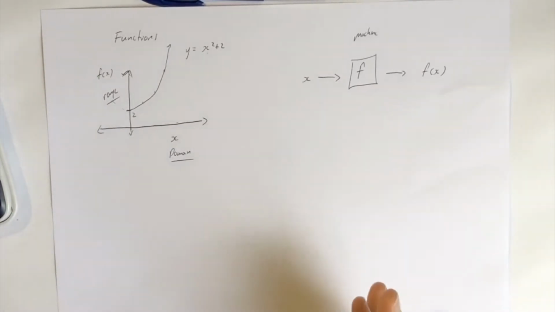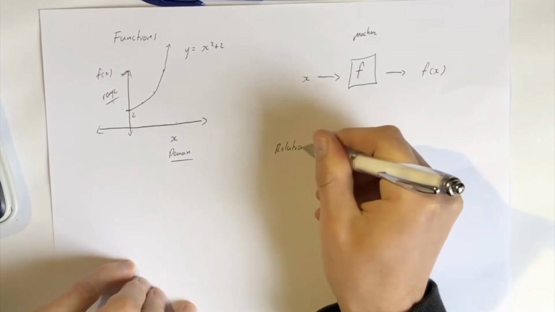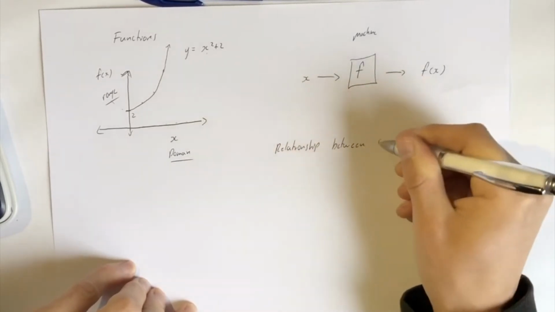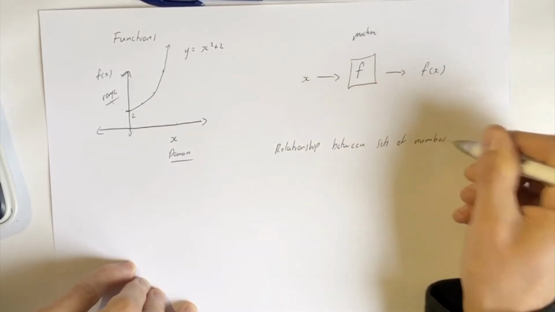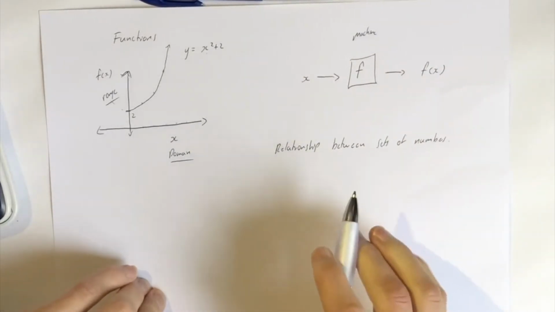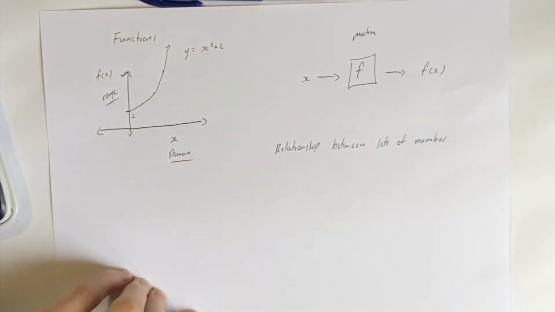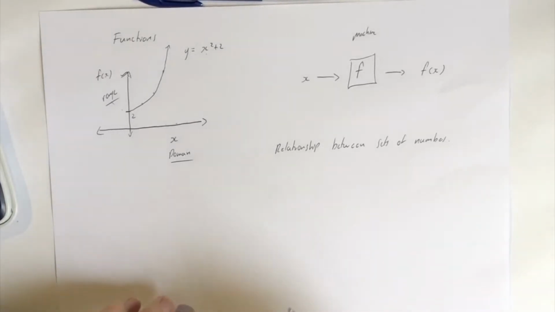So that's kind of the gist of a function. It's a relationship between sets of numbers, and usually at our level each number has an output, and each output corresponds to just a single number. That's usually the gist for us. So that's the basics of it.